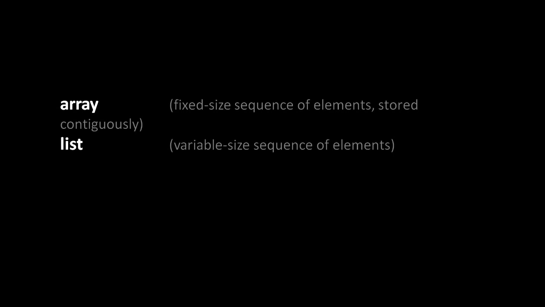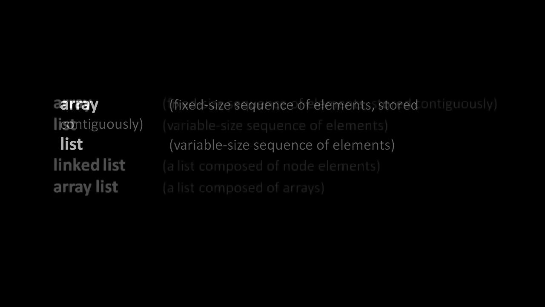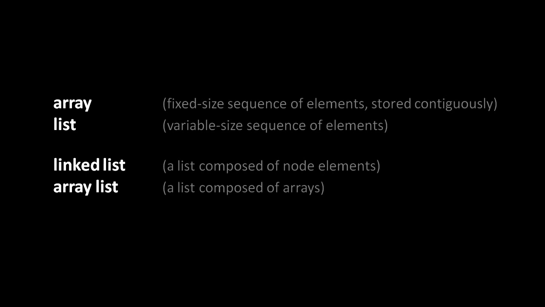A list, in contrast, is a variable-sized sequence of elements. The number of elements can actually change through the lifetime of the list. Likewise, the elements of the list need not be all of the same type and size. They can be heterogeneous. The two most common ways to implement a list are what's called a linked list, which is a list composed of nodes, or an array list, where the list is made up of one or more arrays.